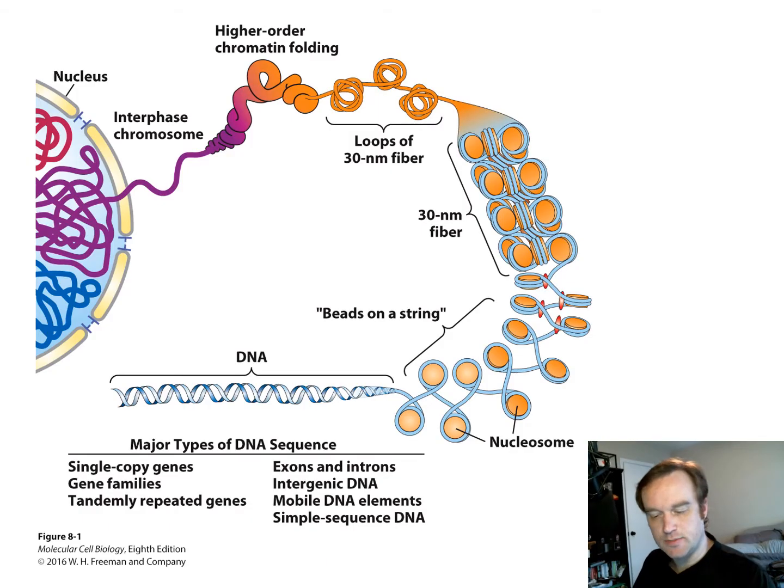Okay, so let's talk a little bit about the structure of DNA, or the higher structure of DNA beyond the double helix. And so we're going to start at the bottom here. We know DNA forms this double helix of anti-parallel strands. And within this DNA, the types of DNA sequences are listed here. So we have single copy genes and gene families. We have exons and introns and intergenic DNA, so the DNA in between genes, and mobile DNA elements like transposons and things like that. We'll get into some of this stuff later.